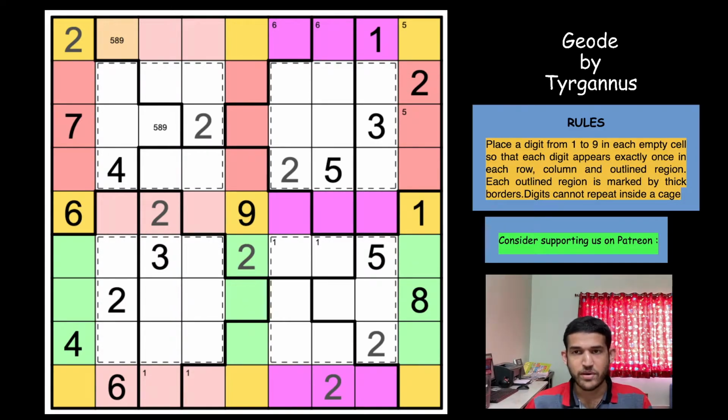Yes, look at the top right cell, row 1, column 9. It cannot be 1, 2, 6 and 9 or 3 and 8. So it is 4, 5, 7. And similarly, the leftmost cell, row 9, column 1, it cannot be 1, 2, 6, 9, 4 and 7. So it's 3, 5, 8. The 4 in the lower left cage must be in these 3 cells.